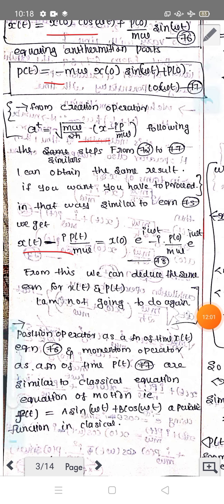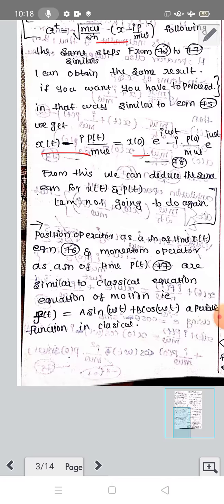So we will get x of t minus i p of t by m omega equal to x of 0 e raised to i omega t minus i into p of 0 by m omega e raised to i omega t. From this we can reduce the same result. You can find it out from a or a dagger. The same results 76 and 77. I am leaving that as an exercise.